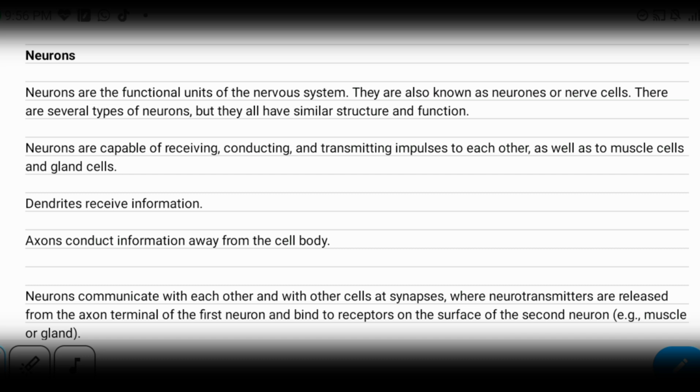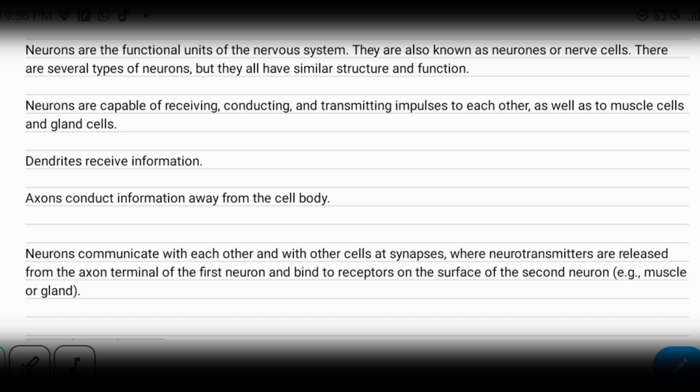Neurons are capable of receiving, conducting, and transmitting impulses to each other, as well as to muscle cells and glands, which are called effectors. Neurons have processes. The dendrites receive the information, while the axon is a process which conducts the impulse away from the cell body.